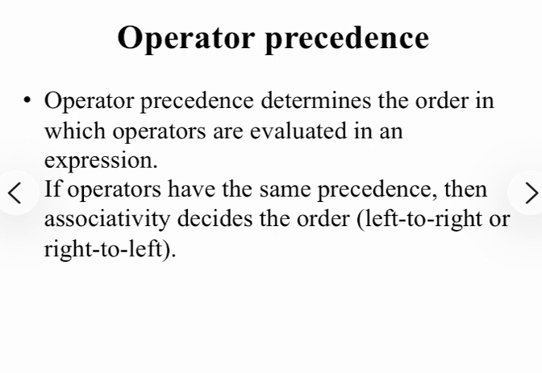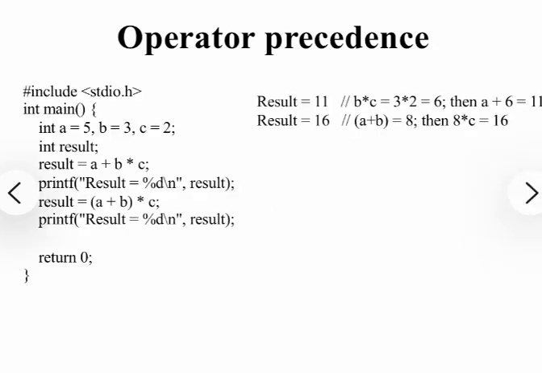And next is operator precedence. Operator precedence tells which part of an expression must be evaluated first. For example, a plus b star c. In this, star has a higher precedence. So first we evaluate b star c, and then with that answer we evaluate a plus the result. This is the operator precedence. Example.